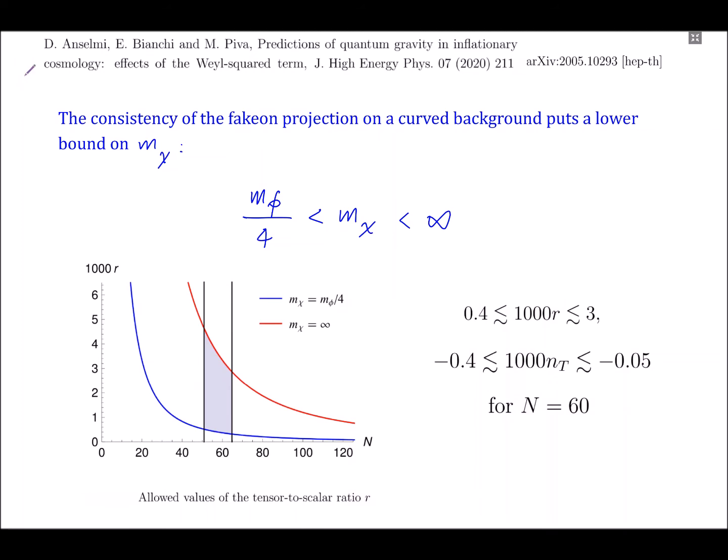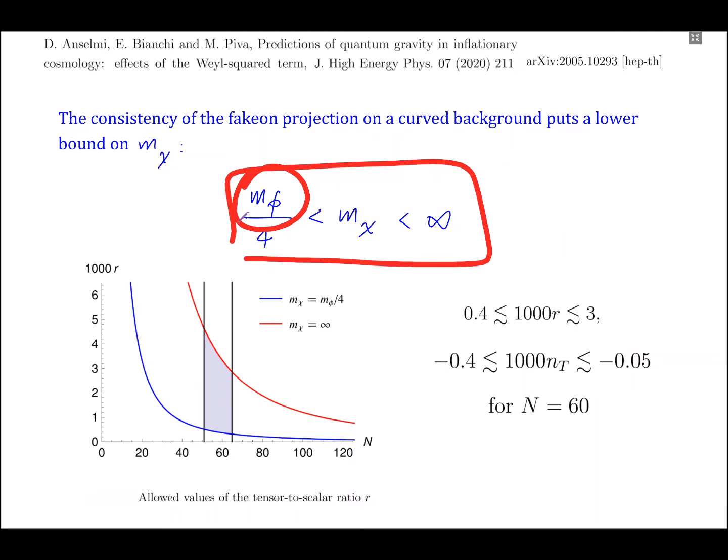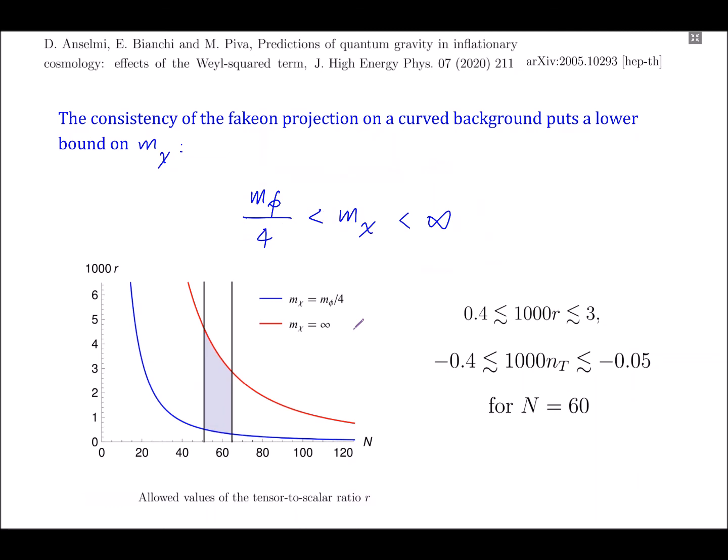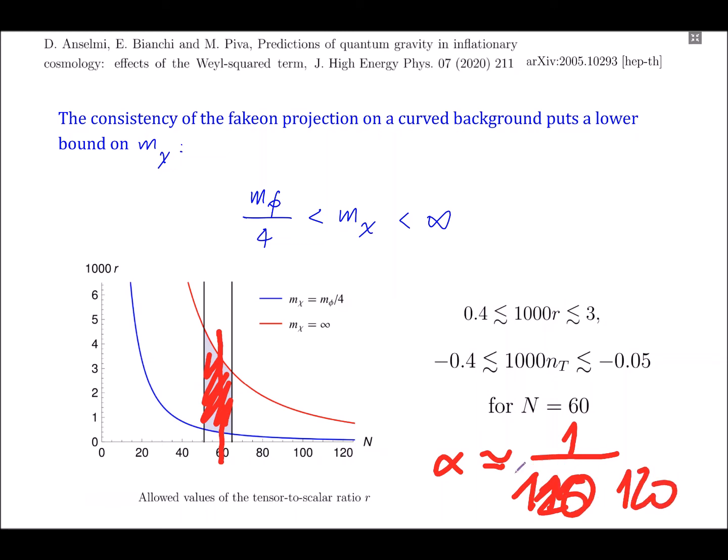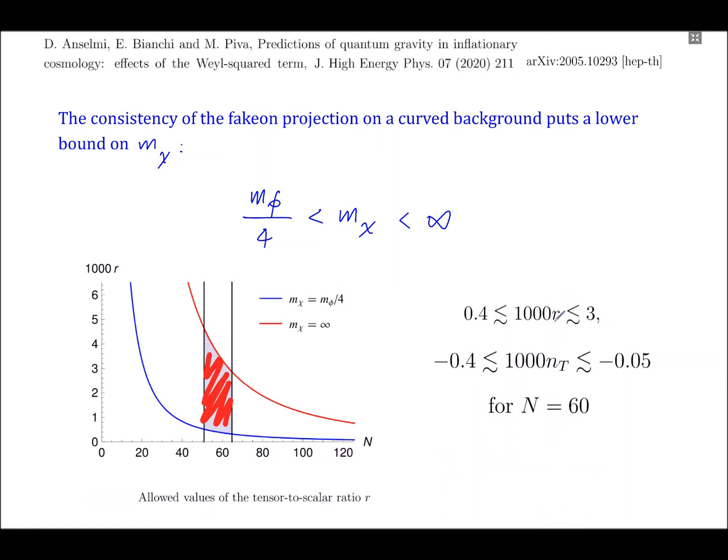And when you do that, you will discover that to make it consistent, you need this bound on the mass of the fakeon. So the mass of phi can be derived, if you want, from the data of Planck, but the mass of chi cannot. If you know that it satisfies this bound, then you can predict that the tensor to scalar ratio will be in this small window. With 60 e-folds, which means alpha is close to 120, the tensor to scalar ratio is predicted to be between 3 thousandths and 0.4 thousandths. So it will be measured in some years, and as you see, the theory is falsifiable.